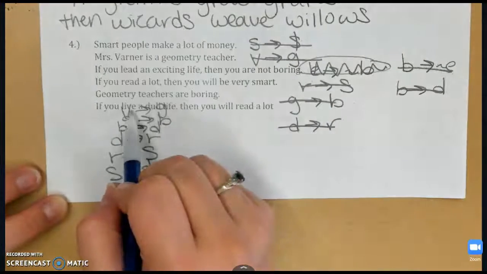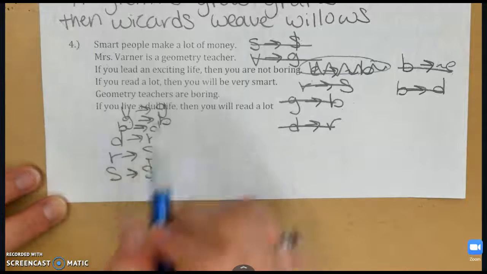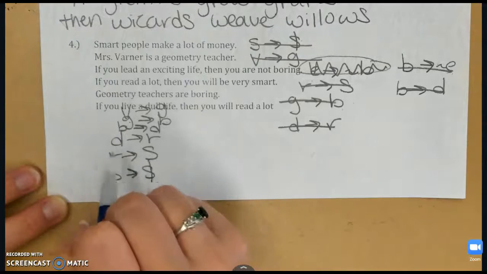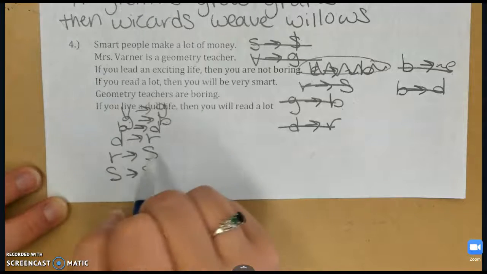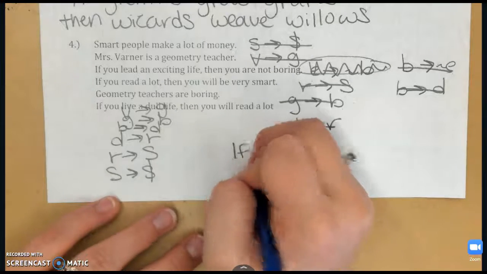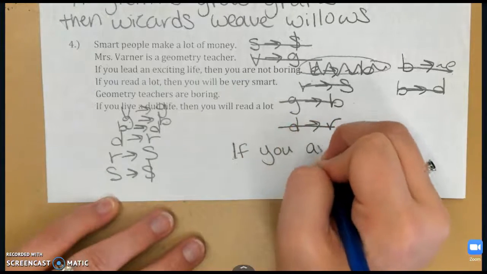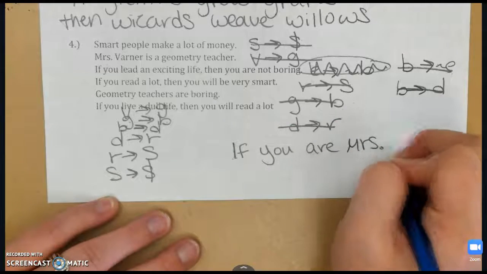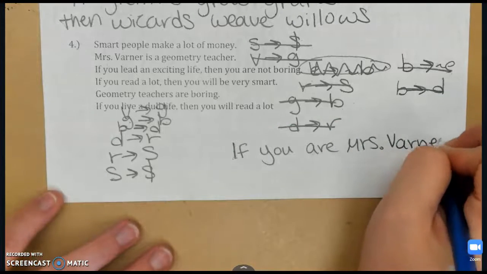So if you're Mrs. Varner, you teach geometry. If you teach geometry, then you're boring. If you're boring, then you live a dull life. If you live a dull life, you read a lot. If you read a lot, then you're smart. If you're smart, you make a lot of money. So if you are Mrs. Varner, then you make a lot of money. That would be our final conclusion.